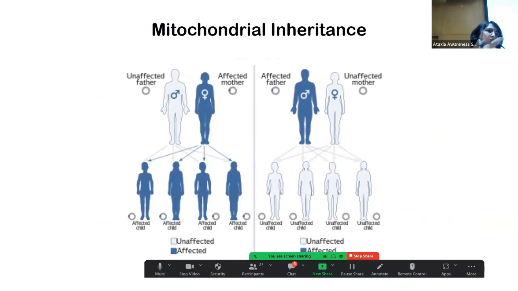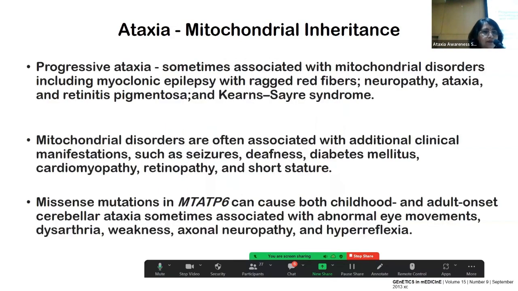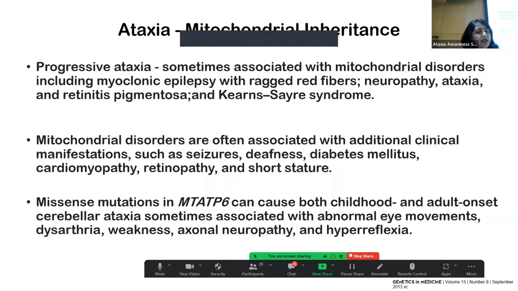The daughters will pass it on to all her children, but the sons will not, because the sperms will not carry the mitochondrial DNA, right? So in ataxia, how does it matter? It is a progressive form of ataxia, and they're associated with additional clinical manifestations like seizures, deafness, diabetes, and it is basically a missense mutation in this gene, MTATP6. And it can be both childhood and adult.